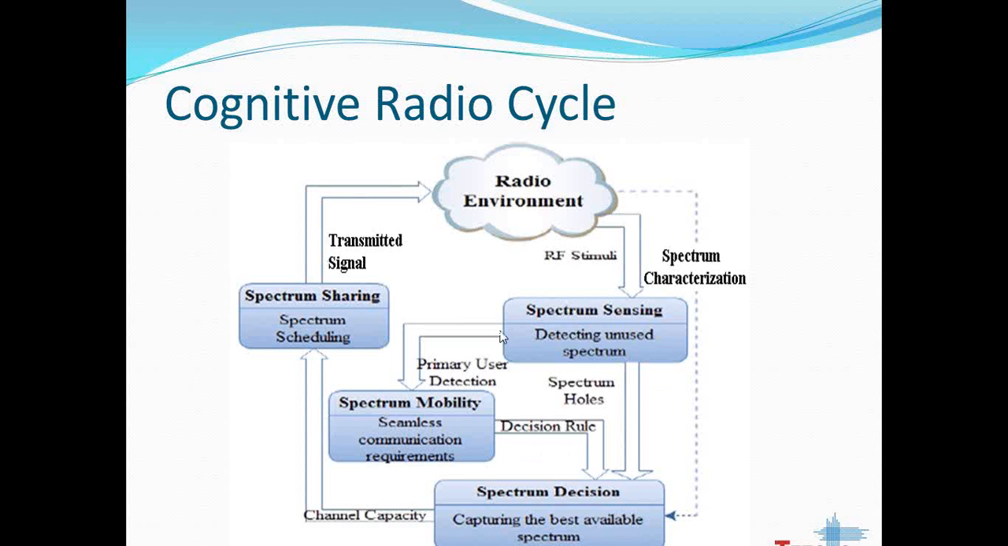and transmit data. In case any primary user is detected, then using spectrum mobility, they will have to hop into some other spectrum. And in case there are multiple cognitive radio users, secondary users, they need to share the spectrum. And this is the cycle.